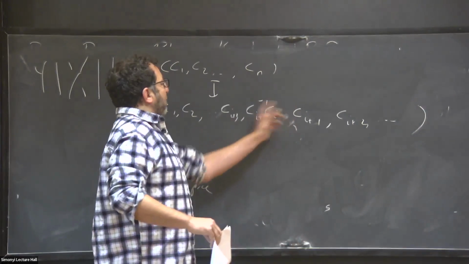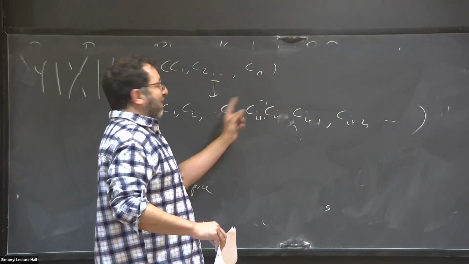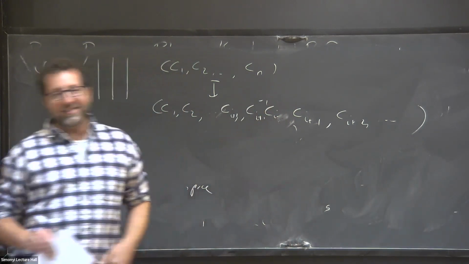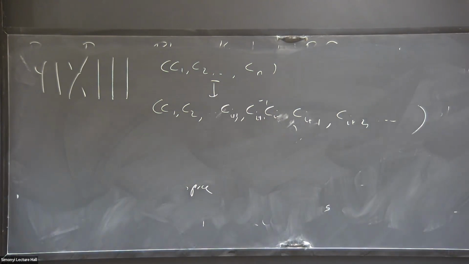So I pull one back and I pull this one forward, but I conjugate it, but it's still in the conjugacy class. That's still an n-tuple of conjugacy classes. And this so-called Hurwitz action is the finite set we're acting on.